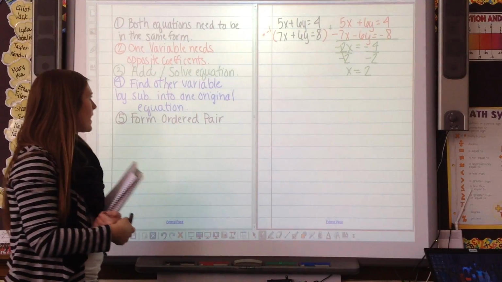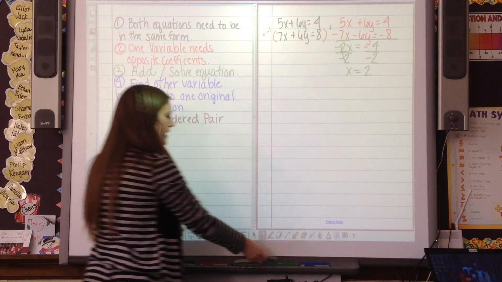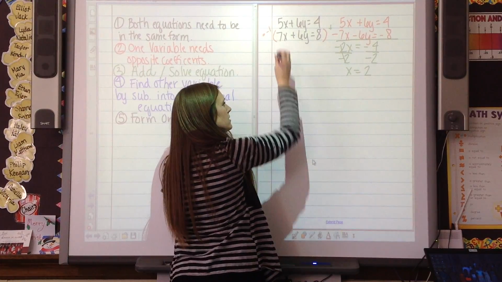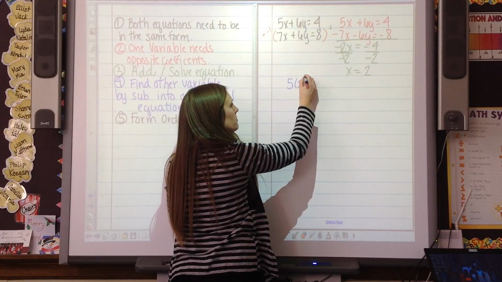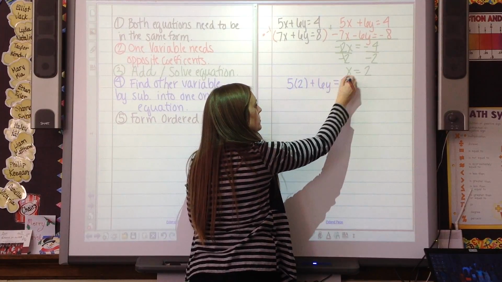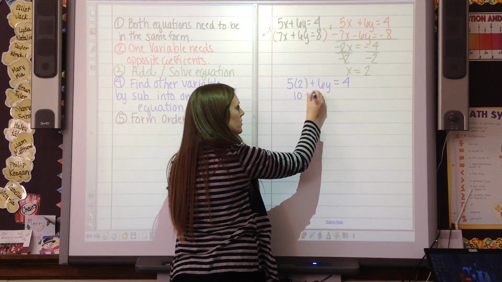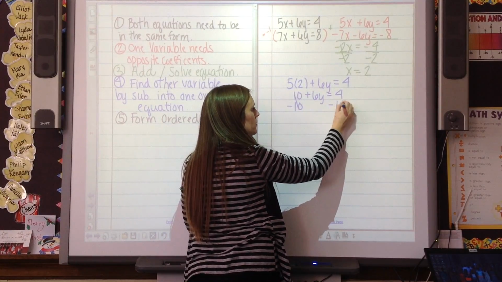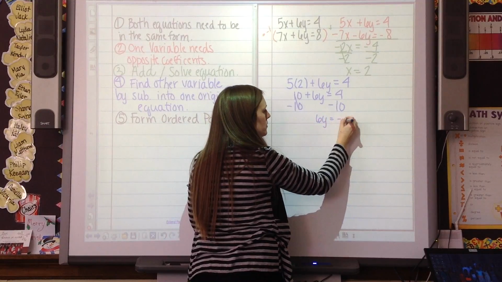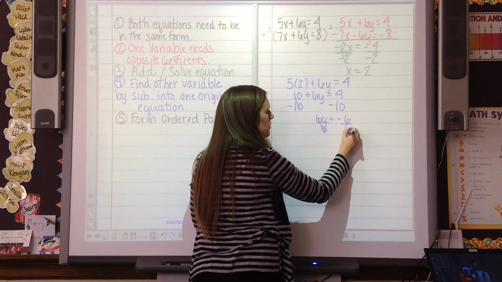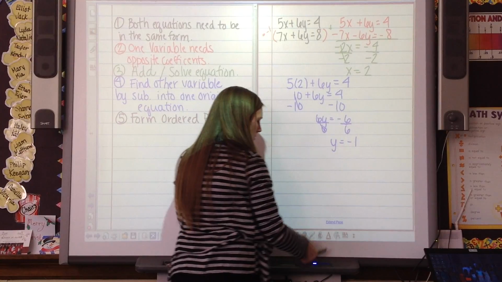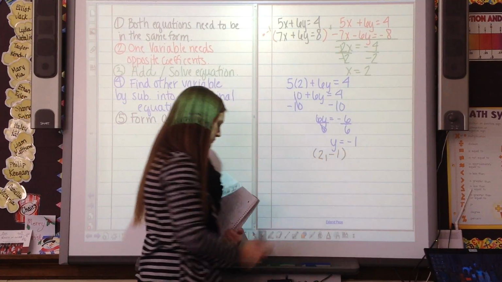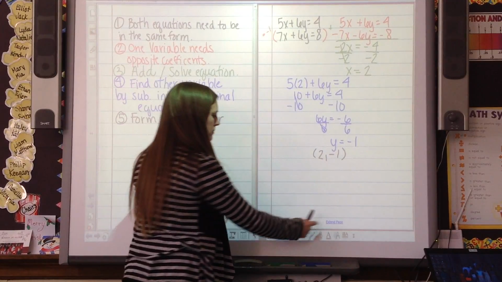Now that I have my x value, I can move on to step 4 and find my y value. Plug it back into one of the originals. I like the first equation because it has smaller numbers. And then write my answer as an ordered pair. Okay.